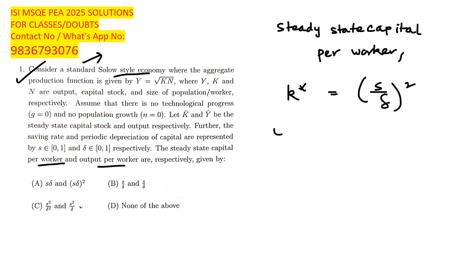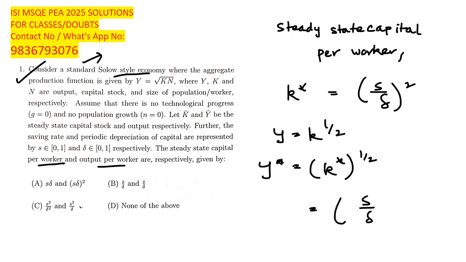Now again I will use y = k^(1/2) to find the output per worker. That is (k*)^(1/2), which is ((s/δ)^2)^(1/2), so that is s/δ. Then what is my final answer? As we can understand, for the steady state capital per worker, option C is the correct answer.